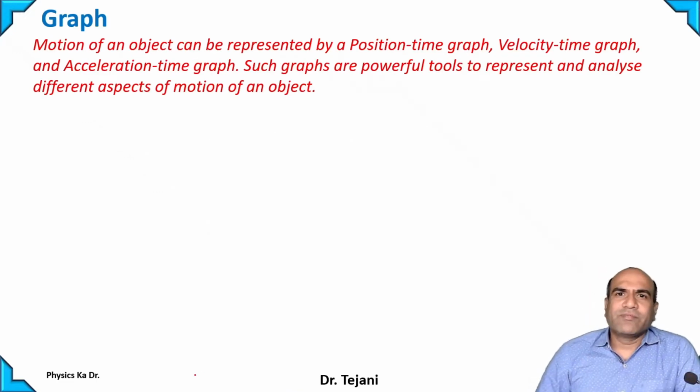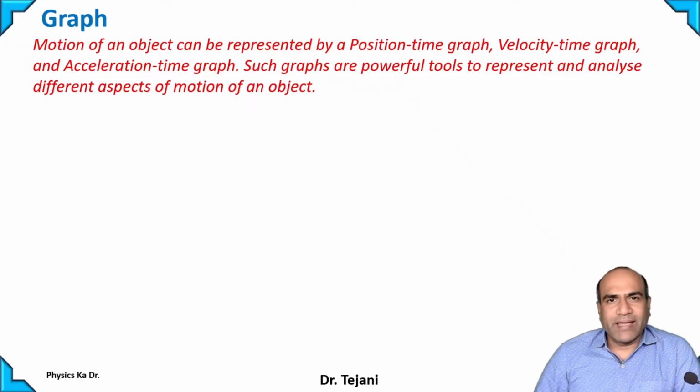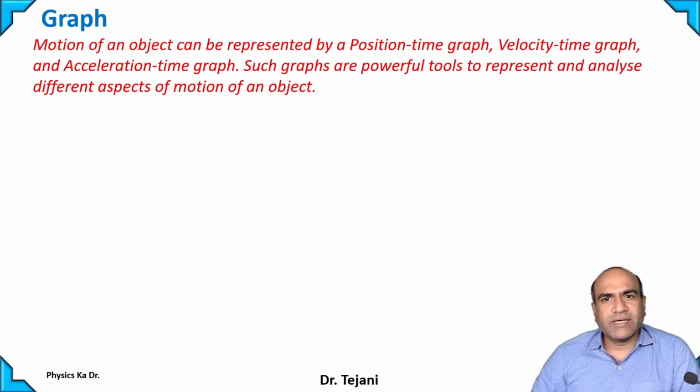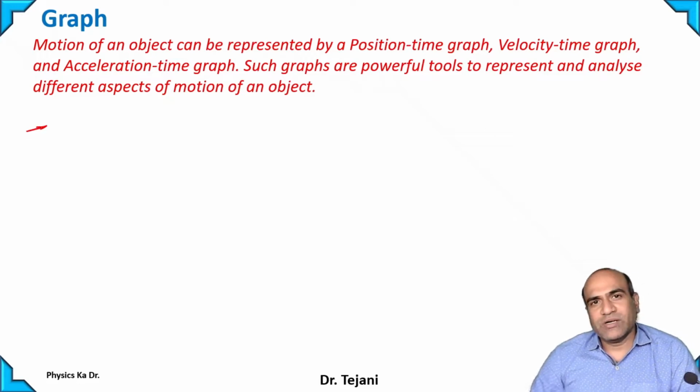See, what is a graph? It is just a graphical method to study the motion of an object. Motion of an object can be represented by a position time graph, velocity time graph, and acceleration time graph. Such graphs are powerful tools to present and analyze different aspects of motion of an object. If you see our previous session, we have been studying motion in one dimension. In these graphs also we will be targeting one dimensional motion.